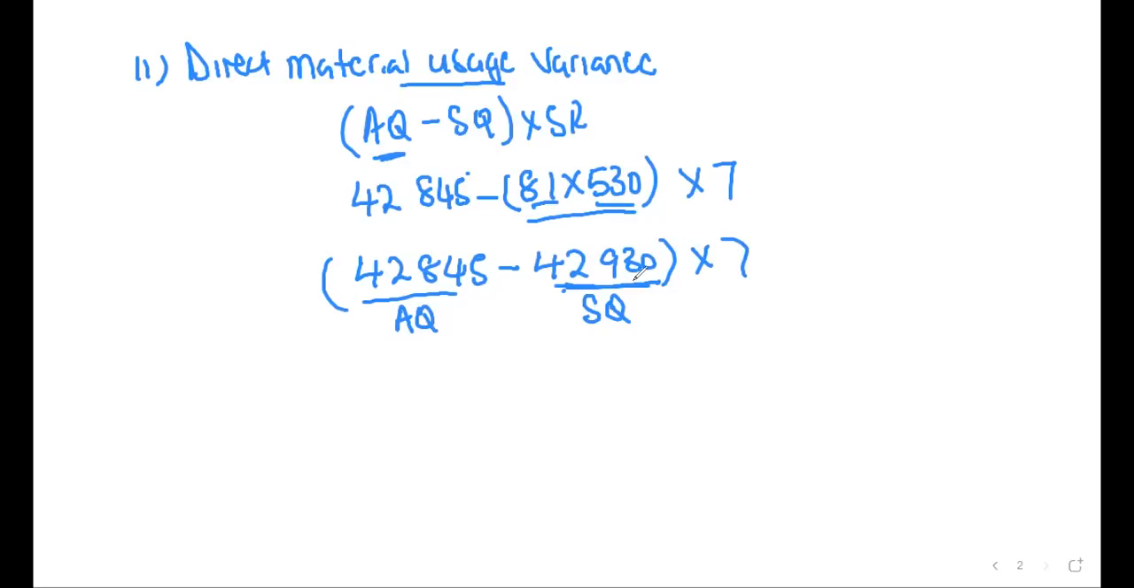Then it's 42,930. Then we end up using 42,845. So which means it's going to be favorable. So let's see how much is going to be the favorable. The variance is going to be 42845 from this one, it's going to be how much? Am I right? So how much are we going to have as our 595? Which is favorable.